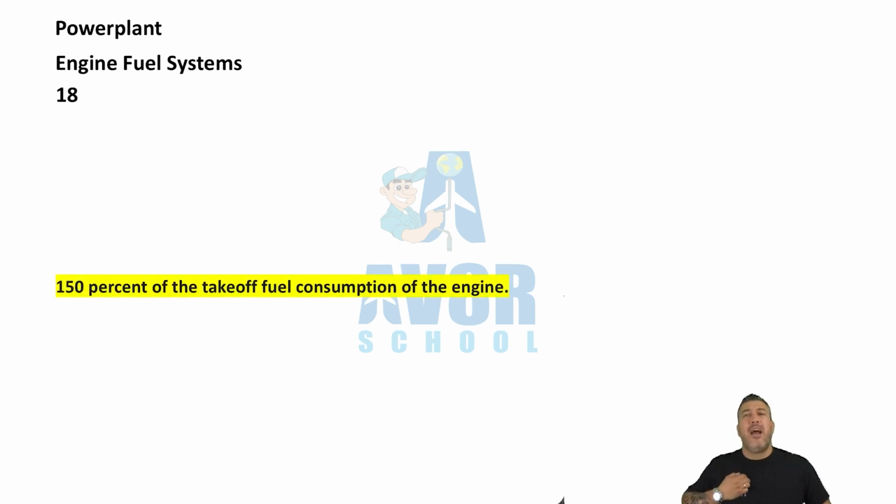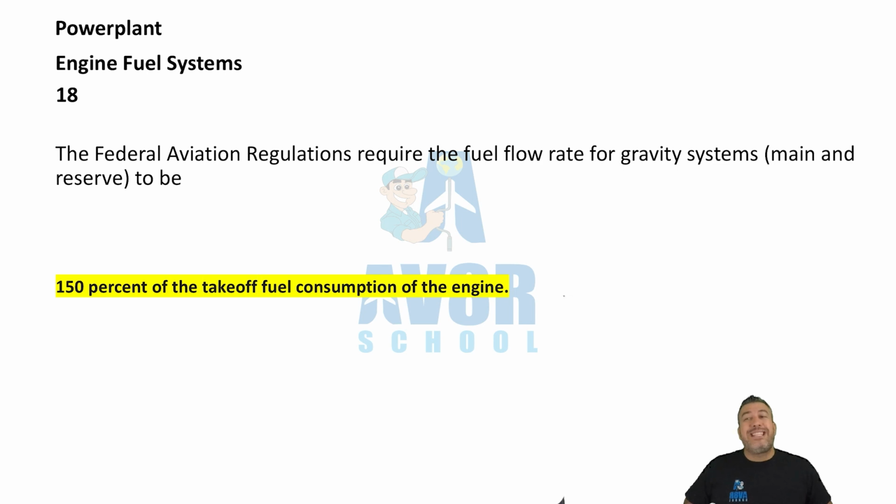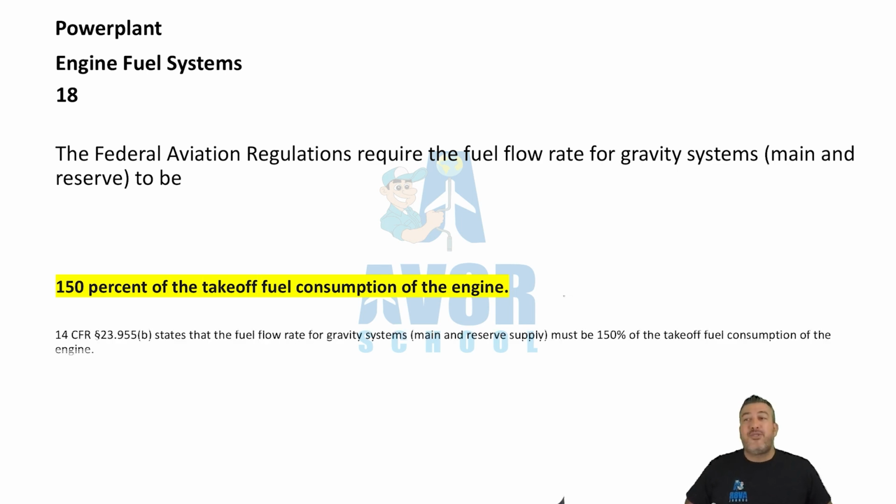Number 18, 150% of the takeoff fuel consumption of the engine. So the FARs require that the fuel flow rate for gravity systems, main and reserve, be at 150% of the takeoff fuel consumption of the engines.